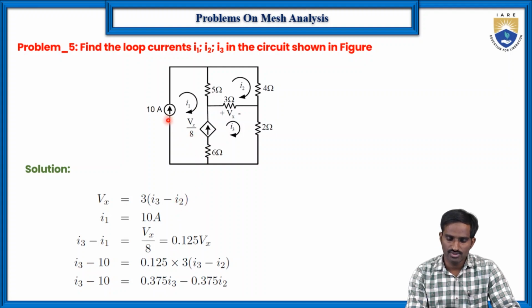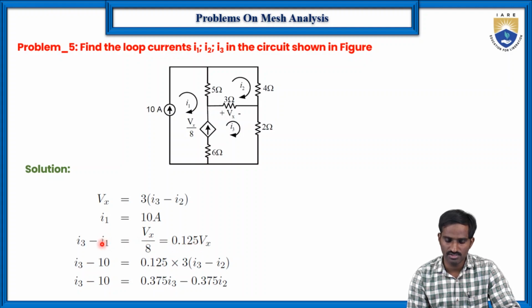Right? Then as you know, I1 is equal to 10 amperes because the current source is there. So I1 is equal to 10 amperes, which is already given. Then what is the current source Vx by 8? Because the current direction is in this way, which is the same as I3, it is I3 minus I1. So I3 minus I1 is equal to Vx by 8, which is equal to 0.125 Vx.